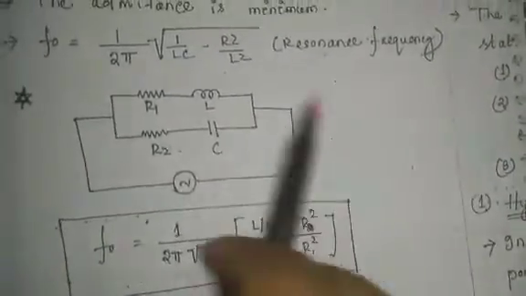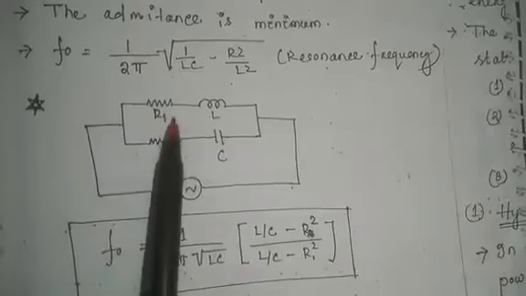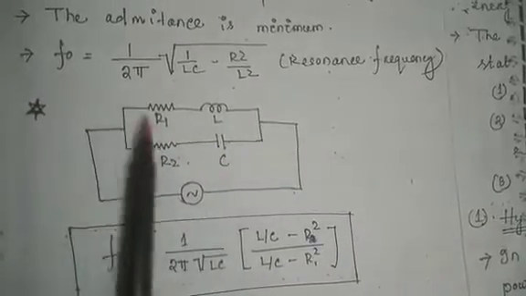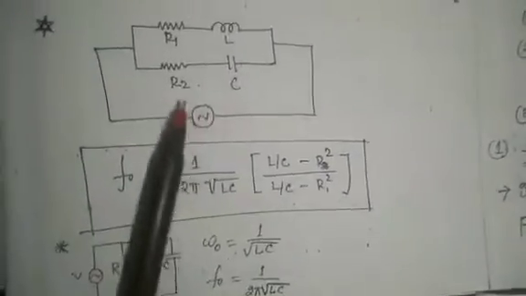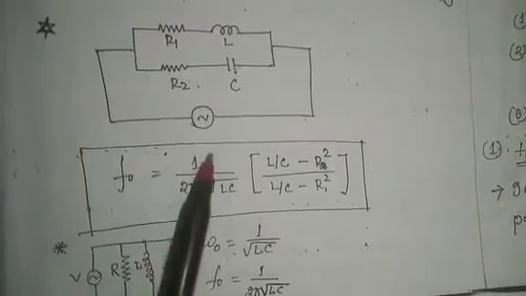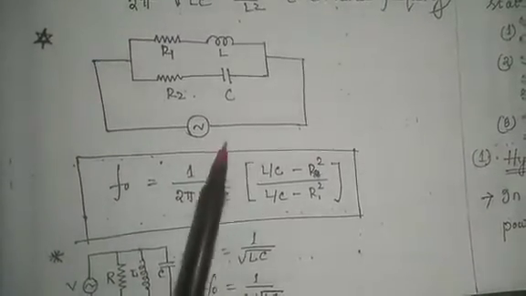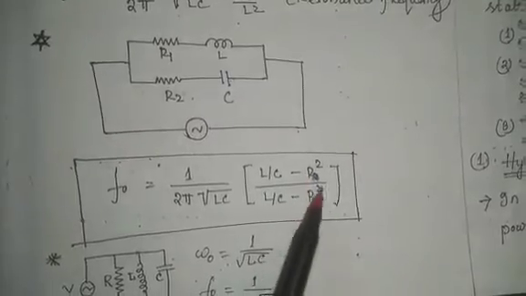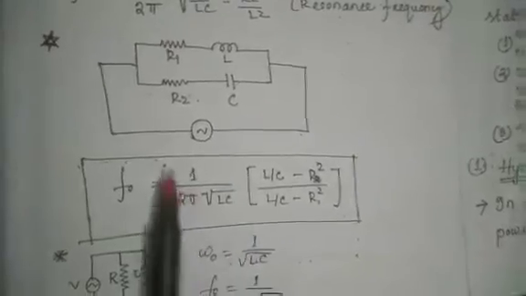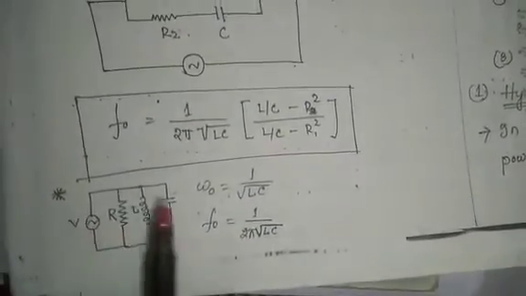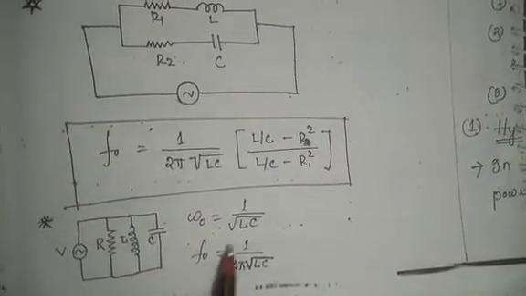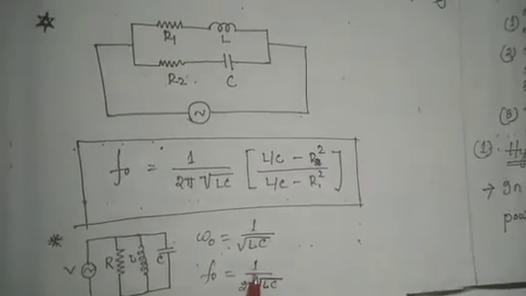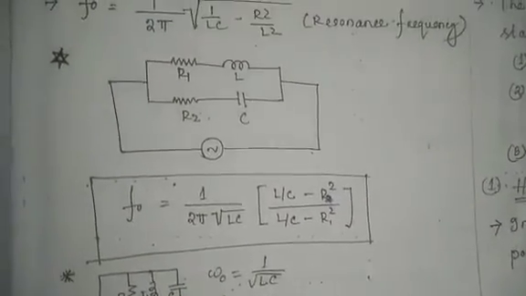If you take this type of parallel resonance circuit, where two resistors are present, R1, R2, L, C, here R1 and L are connected in series, and R2 and C are connected in series, then if you calculate the resonance frequency, f0 is equal to 1 divided by 2 pi root LC, whole into root of (L by C minus R2 square) divided by (L by C minus R1 square). If this type of circuit is present, this is the resonance frequency. And if R, L, C are all in parallel, then you can easily get f0 equal to 1 divided by 2 pi root LC. These are known as the resonance frequencies.